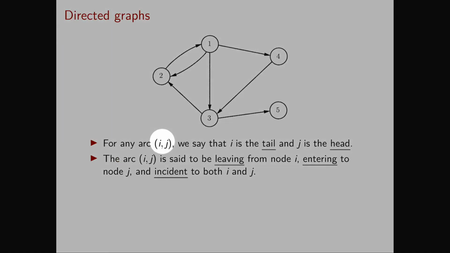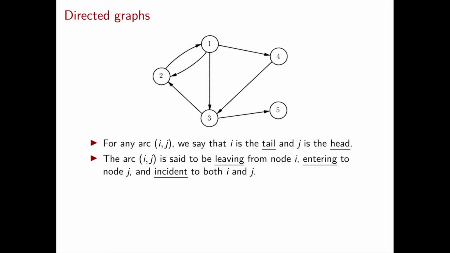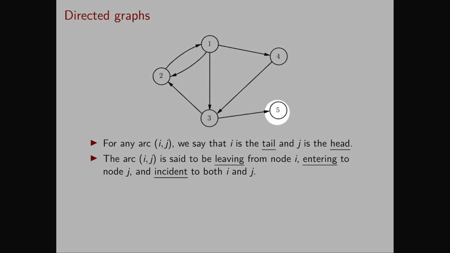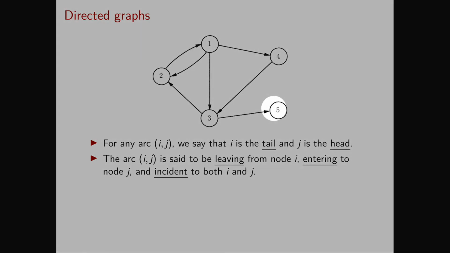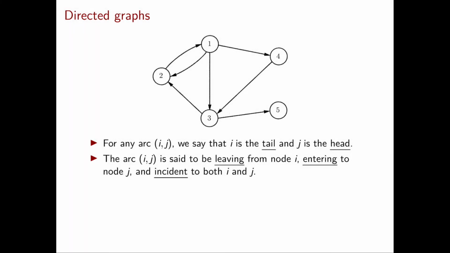For any arc (i, j), we have a way of referring to i and j separately. Namely, we call i the tail and j the head of the arc. Also, we say that the arc (i, j) leaves from node i and it enters node j. It is also incident to both nodes i and j. For example, if we look at arc (3, 5), then 3 is the tail and 5 is the head. The arc (3, 5) leaves from node 3 and enters node 5. The same arc (3, 5) is also incident to both nodes 3 and 5.